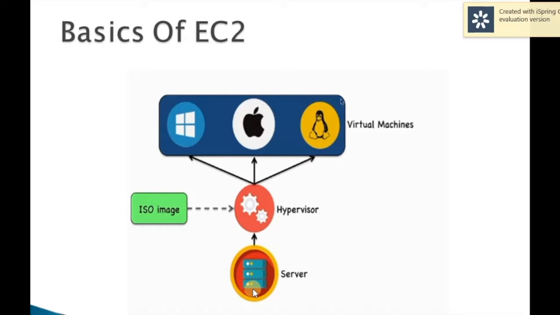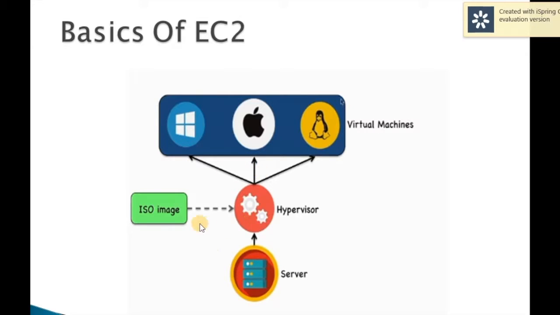This is the server, which consists of hardware configuration such as CPU, memory, storage, etc. These are the virtual machines we are going to launch. In between this, there is a layer called hypervisor. In AWS, we use Zen hypervisor. That is, we install hypervisor on top of the server. Using hypervisor, we are going to launch different virtual machines.